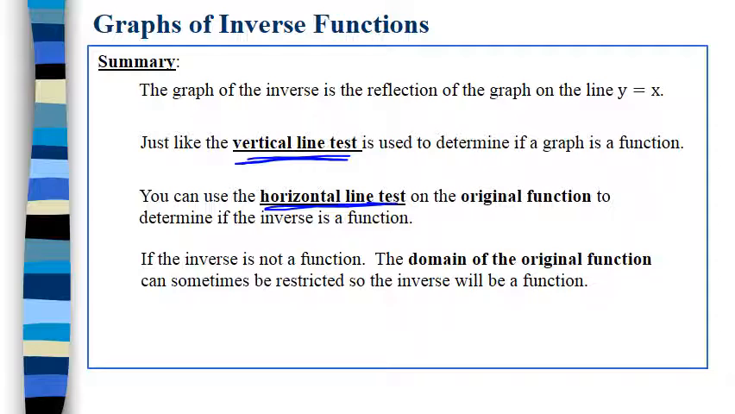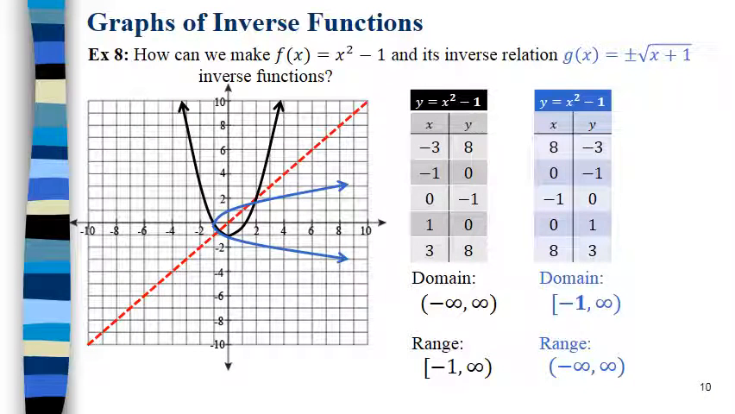Now, if the inverse is not going to be a function, we can restrict the domain of the original function. That is, we say, okay, we're only going to take this piece, kind of like you did in your animal equations project. We're only going to take this piece of the function, and that way it is forcing it to be a one-to-one function. Okay, let's go back to our example 8.